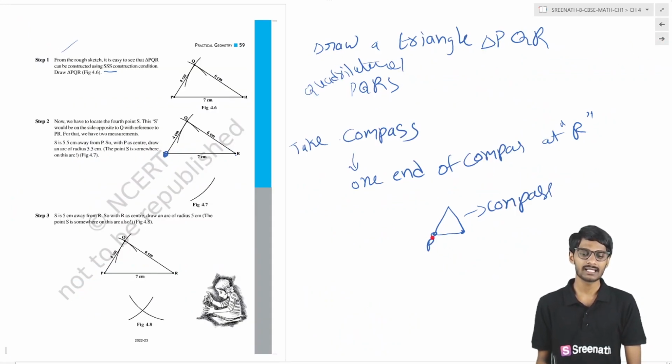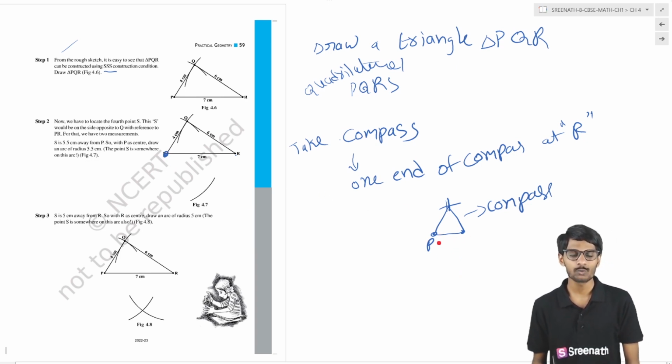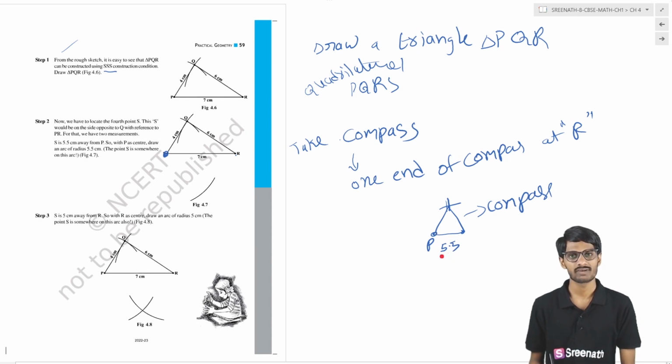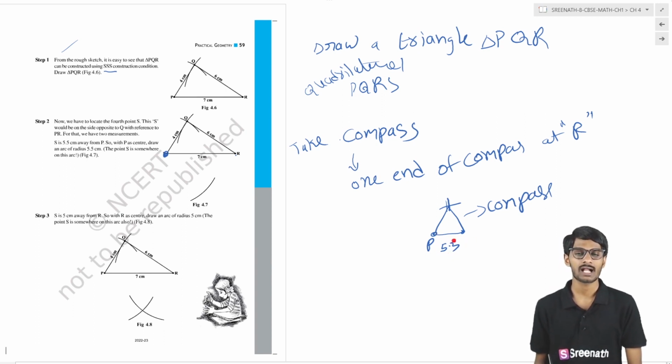So this end of the compass you have to put at P, and you have to take the distance between the two ends of the compass as 5.5 centimeters. Okay, 5.5 centimeters distance between two ends of the compass, students. Like that, put this end at P, and draw an arc like this. So an arc like this. This is the second step.